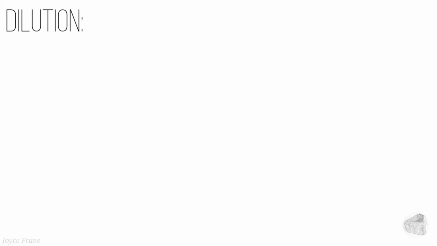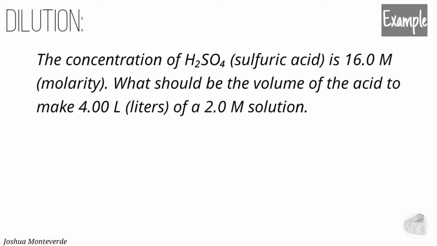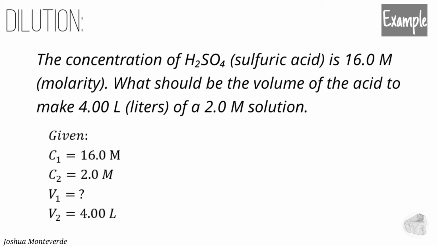Now let's look into this example. The concentration of sulfuric acid is 16 molarity. What should be the volume of the acid to make 4 liters of a 2 molarity solution? To process it out, we are given C1 as 16 molarity, C2 as 2 molarity, V1 is unknown, and V2 as 4 liters. What we need to find is the initial volume.